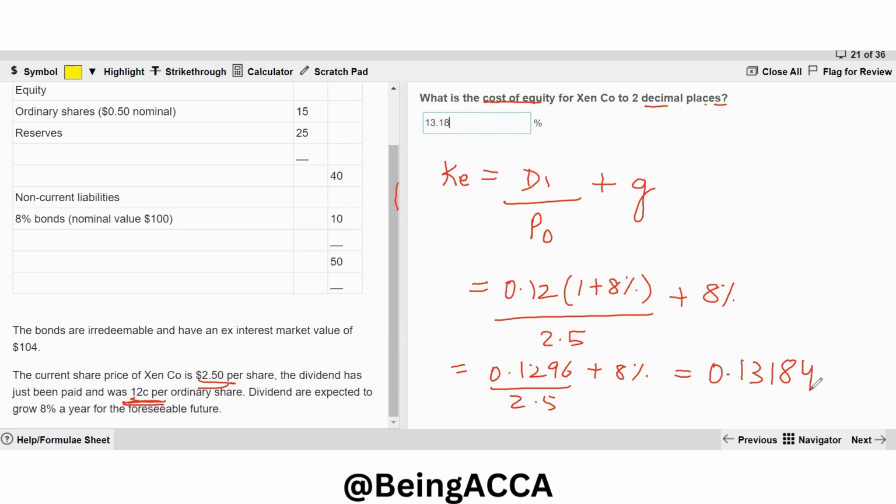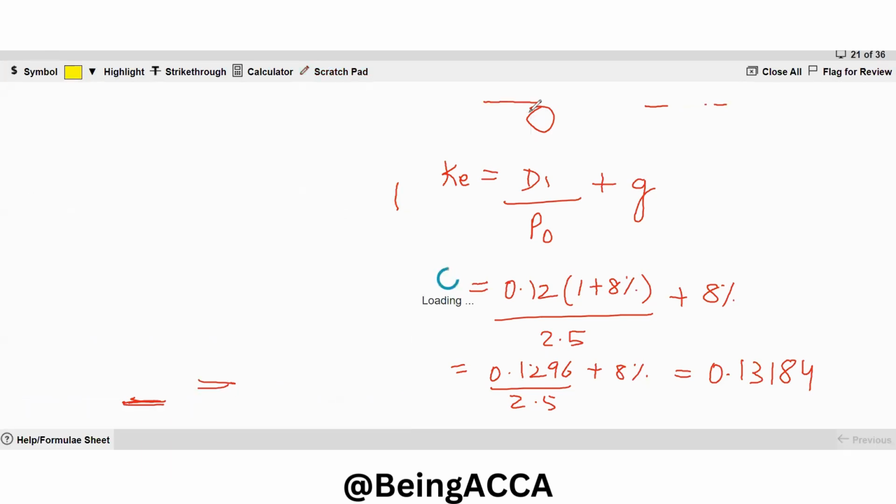Also, please make sure that you are not inserting any percentage sign, because this has already been provided over here. The percentage sign is already given to you. So do not enter it, because these questions are marked by your computer. It will mark your right answer wrong if you have inserted the percentage sign. Moving to the next question.